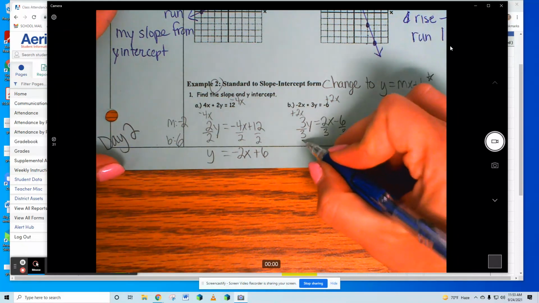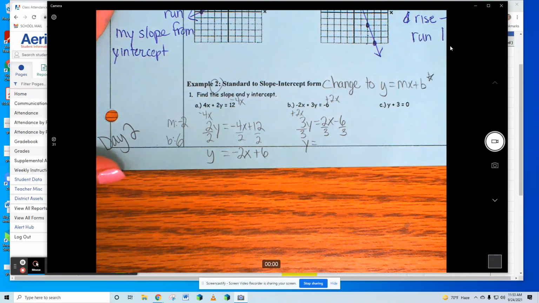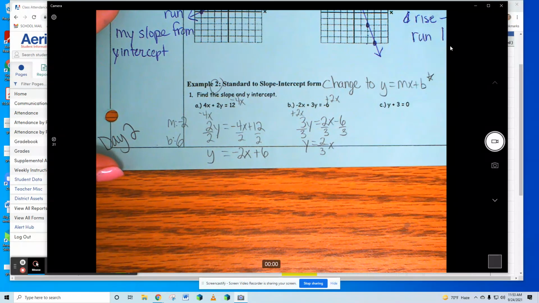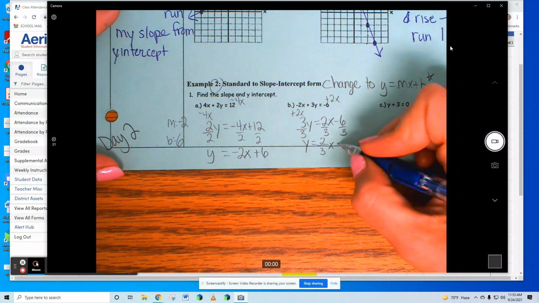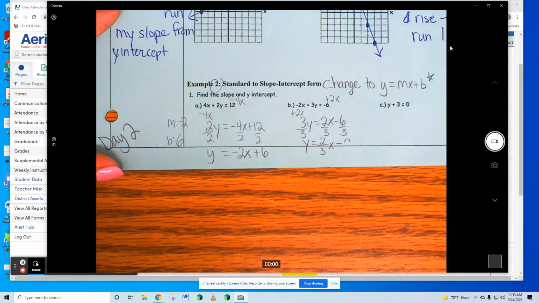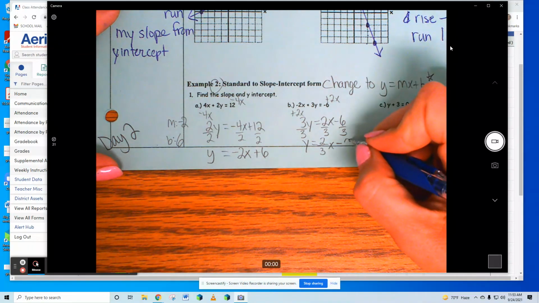There is nothing that I can do with this 2/3. I have to just leave it as a fraction, 2/3. 2 over 3x. And then I simplify 6 over 3. Minus 6 divided by 3. 1/2 or 2? 2.